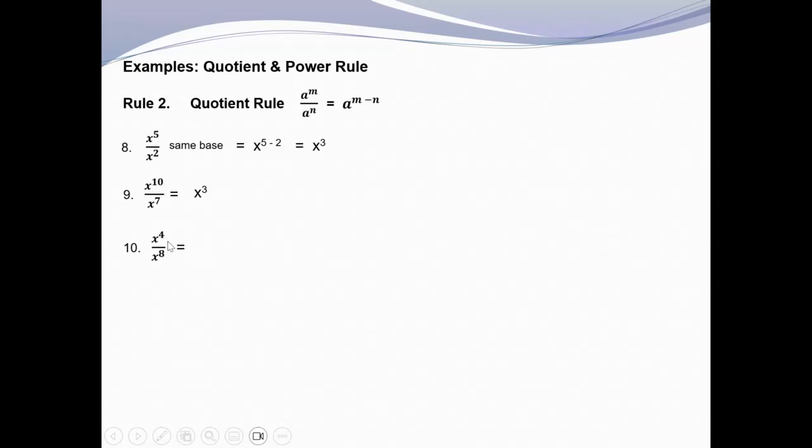Number 10, x to the 4th divided by x to the 8th is going to be x to the negative 4. And most of the times, they don't want you to have negative exponents, but we're not there yet. I believe it's rule number 8, when you have negative exponents, we're going to do something to them. But for now, let's put that on hold. For now, this is your answer. That's rule number 6.